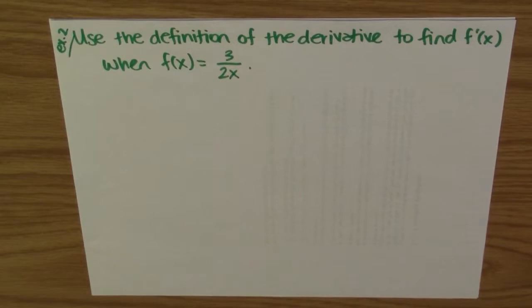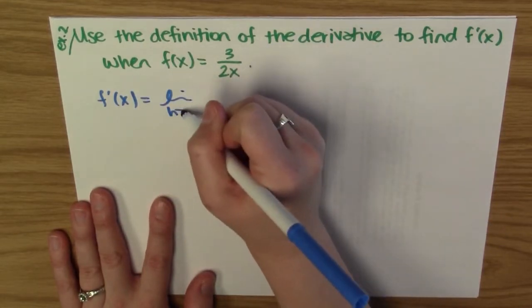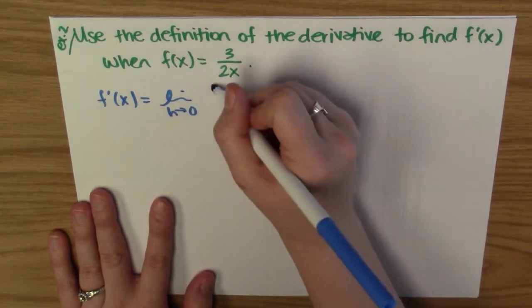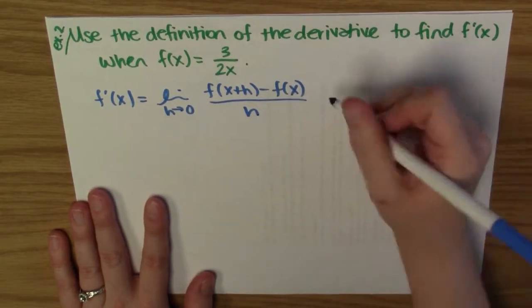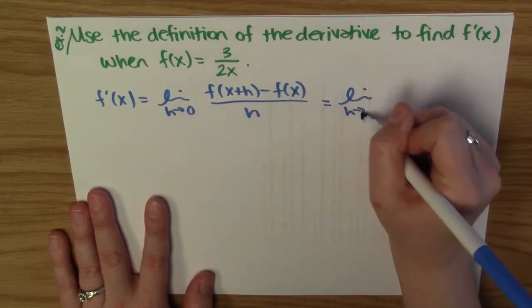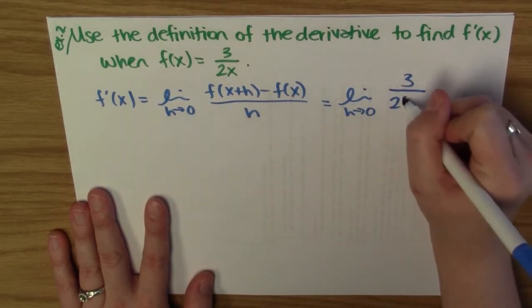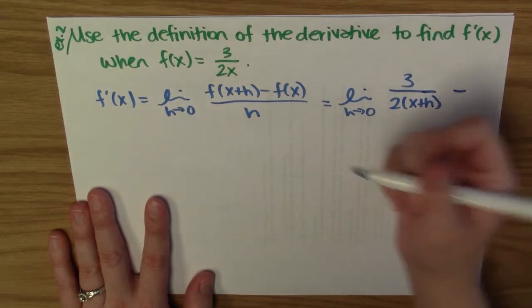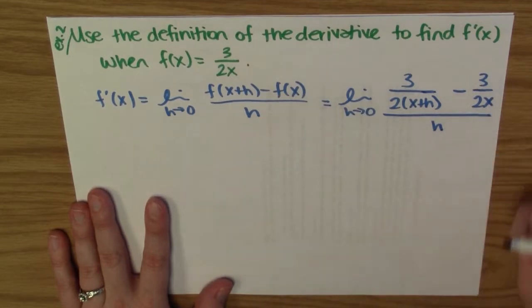Now let's tackle our second example. We want to use the definition of the derivative to find f prime of x when f of x is the function 3 divided by 2x. So again, the definition of the derivative says that f prime of x is equal to the limit as h approaches 0 of f of x plus h minus f of x all over h. So in this case, I have the limit as h approaches 0. I plug in x plus h everywhere I had an x, so that's 3 over 2 times x plus h, minus f of x, which is 3 over 2x, and then this whole thing is divided by h.